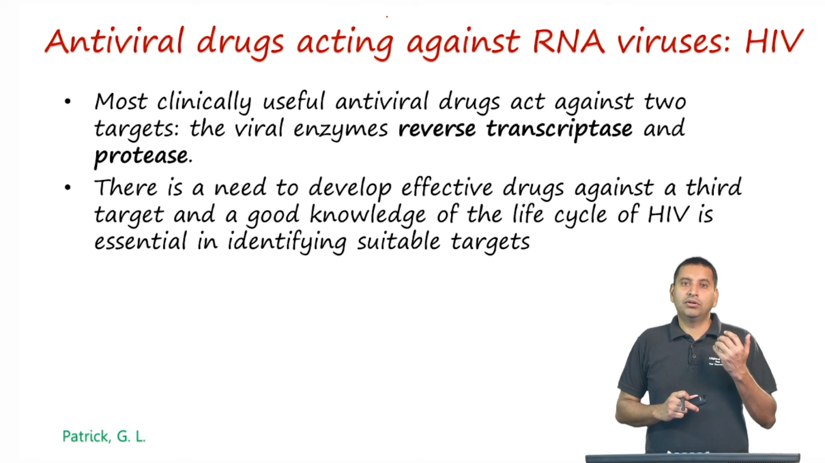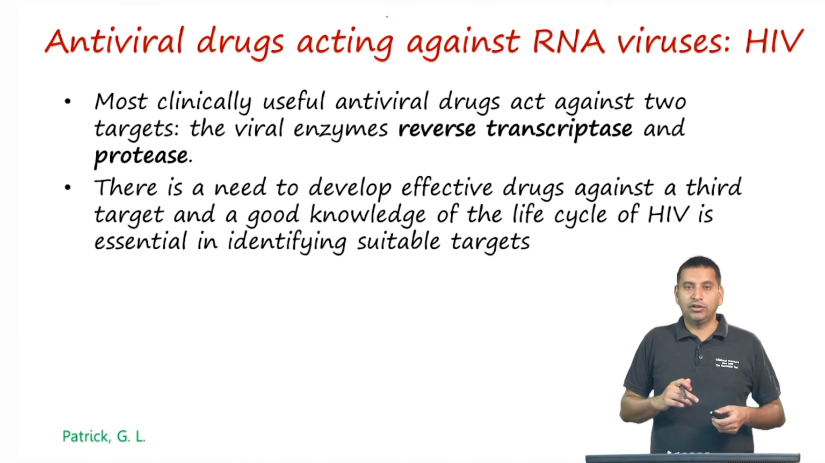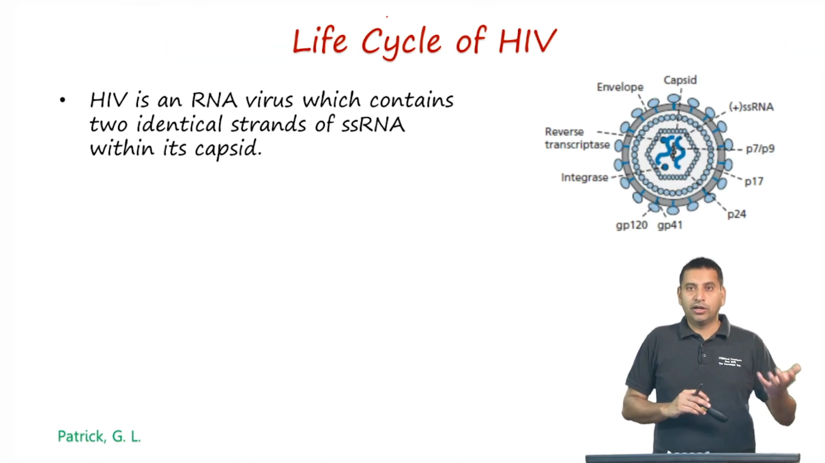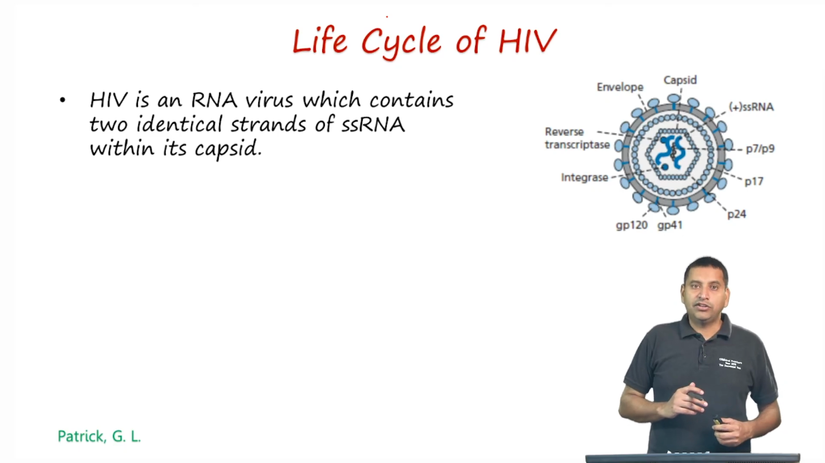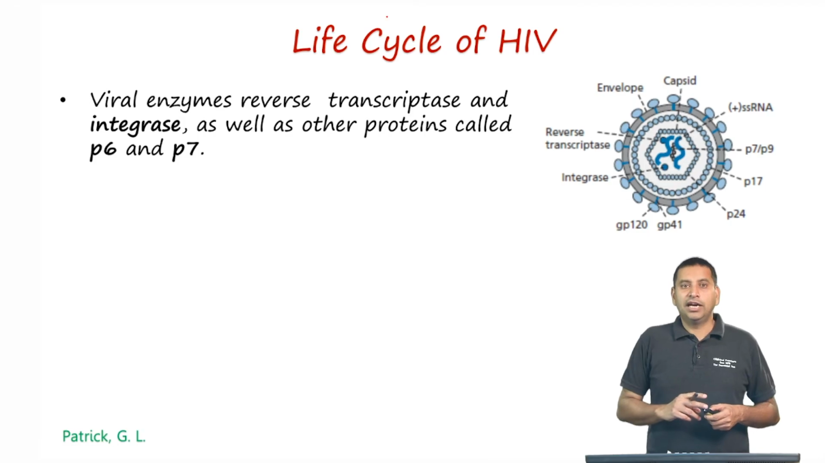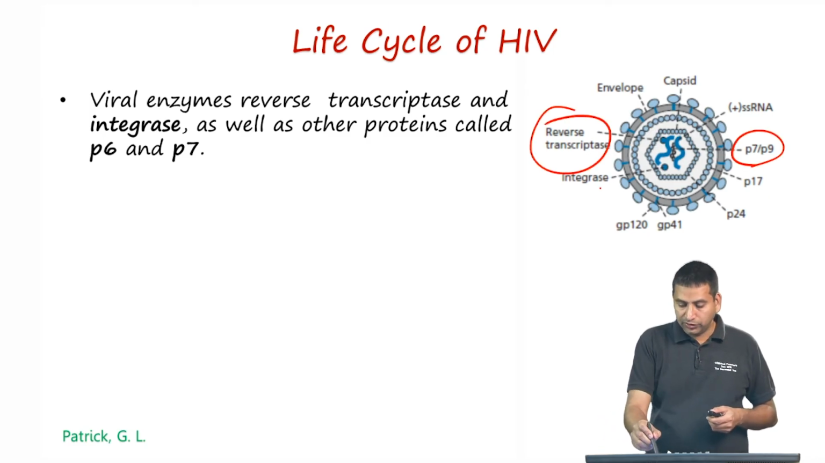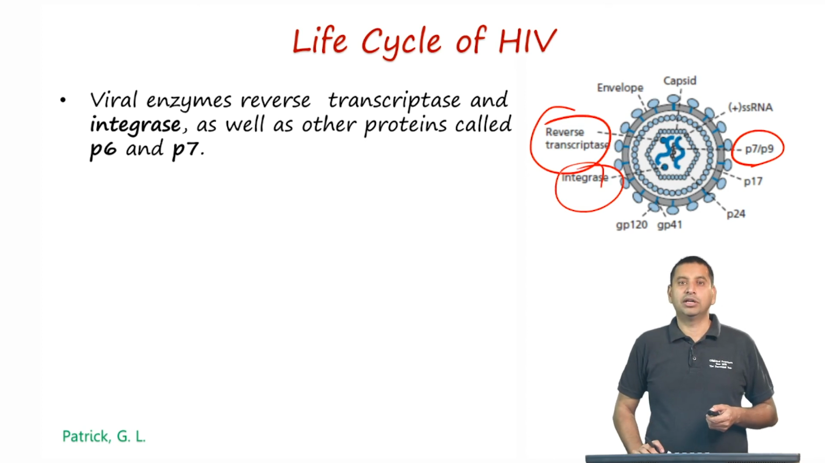So here we need to develop effective drugs against a third target, and for this we need to have a good knowledge of the life cycle of HIV. Okay. So, let us look at this briefly. HIV is an RNA virus which contains a single strand of RNA, and there are two identical strands of this single strand RNA. And the viral enzymes reverse transcriptase and integrase, as well as other proteins which are called P6 and P7. Okay. So, these are all enzymes which are present in this virus.